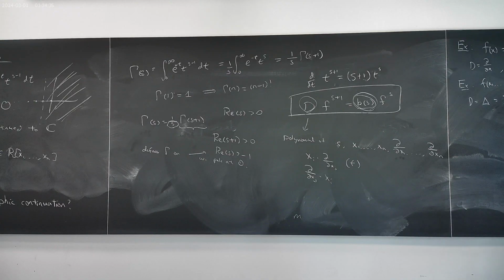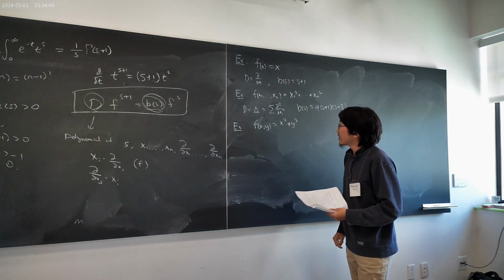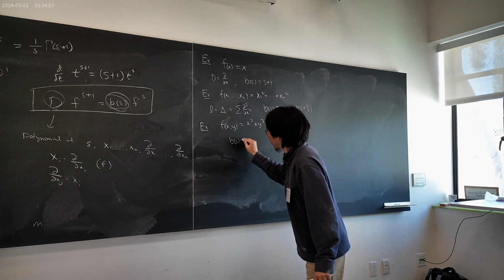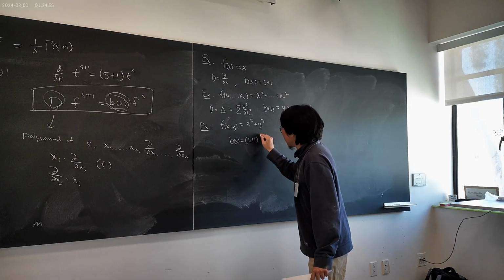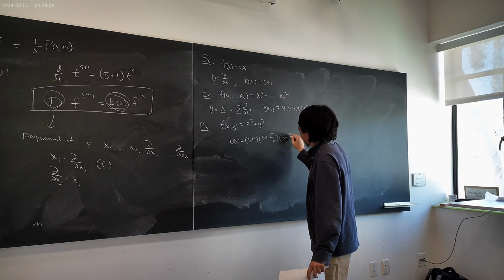In general, the Bernstein-Sato polynomial is not easy to compute. Even if you take an innocuous looking case like f of x, y equals x squared plus y cubed, I'm not going to write down the differentiation operator, but it turns out that the Bernstein-Sato polynomial is s plus 1 times s plus 5 over 6 times s plus 7 over 6.